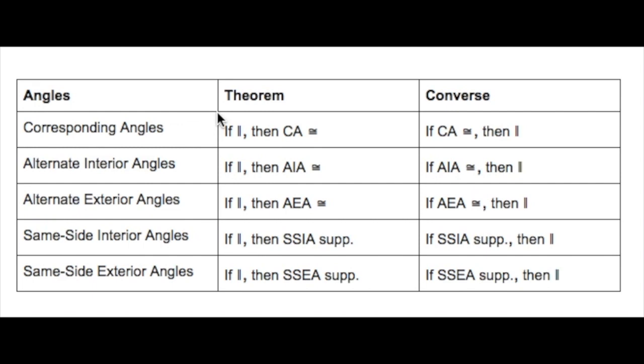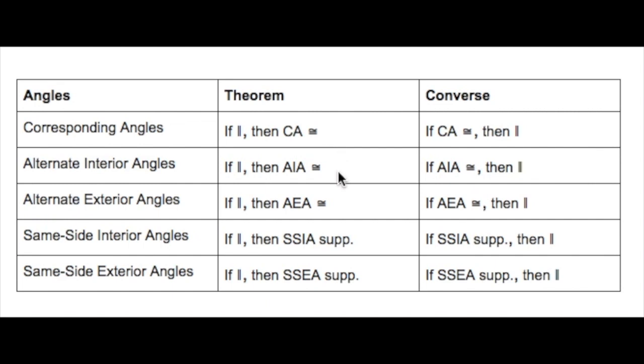Now we've talked a bit about these theorems here, and I want to get into using these symbols a lot. So what this says is if the lines are parallel, that's what this symbol means, that the lines are parallel. If the lines are parallel, then corresponding angles are congruent. And you may have seen this symbol before. It means congruent. It's an equal sign with a tilde over it. So if the lines are parallel, then corresponding angles are congruent.